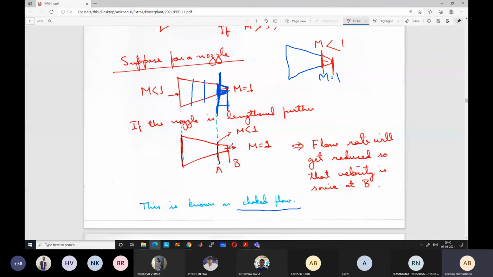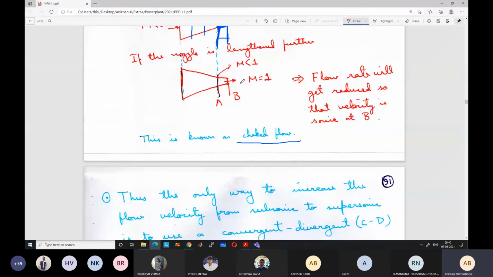Okay. And this type of flow is known as choked flow, because however much you keep on decreasing the pressure on the other side, means if you keep on increasing the pressure difference, there is not going to be any change in the nozzle. It is always going to flow in the same manner. Okay, so that's why it is known as choked flow.